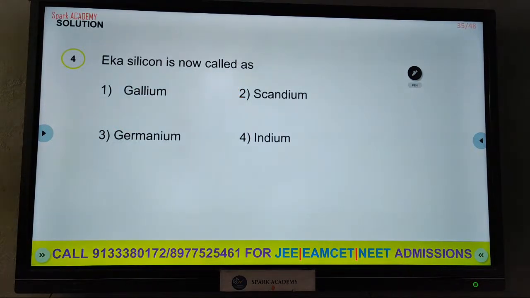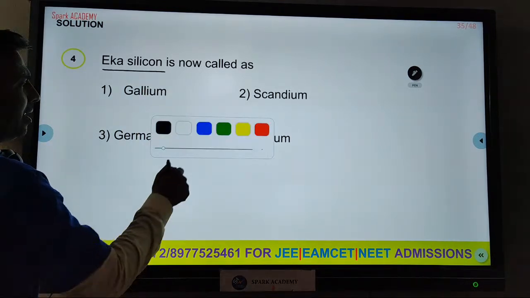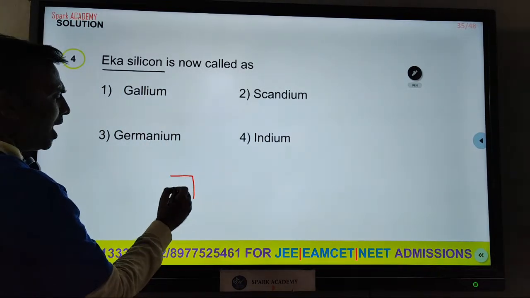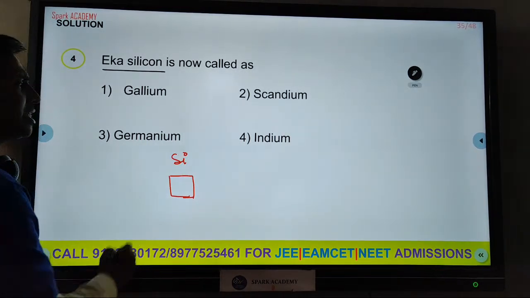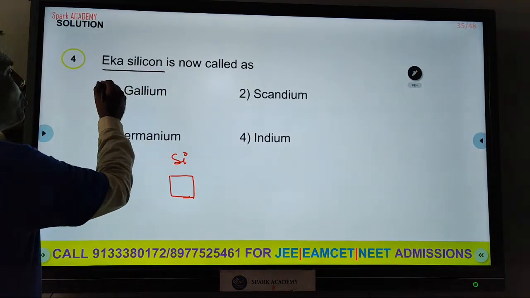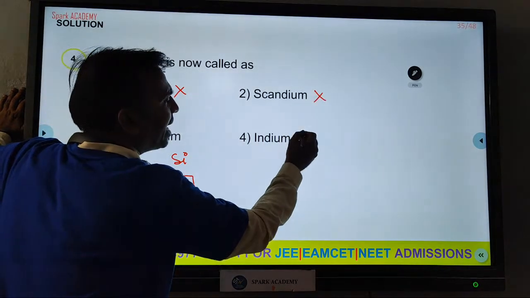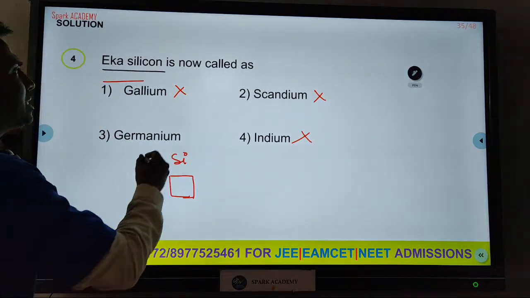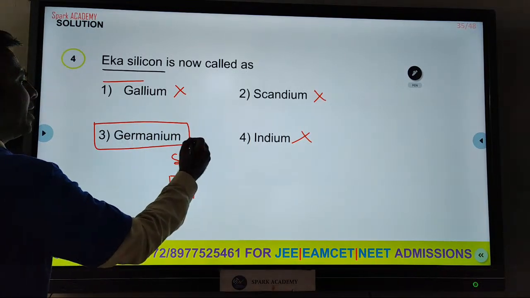Now the next question. Ecosilicon is now called as what? What is ecosilicon? In the Mendeleev periodic table, Mendeleev left some gaps. Below silicon he left one gap, but he did not know that element's name. Is it gallium? No, wrong. Is it scandium? Wrong. Is it indium? Wrong. It is present after silicon only. This is called germanium.